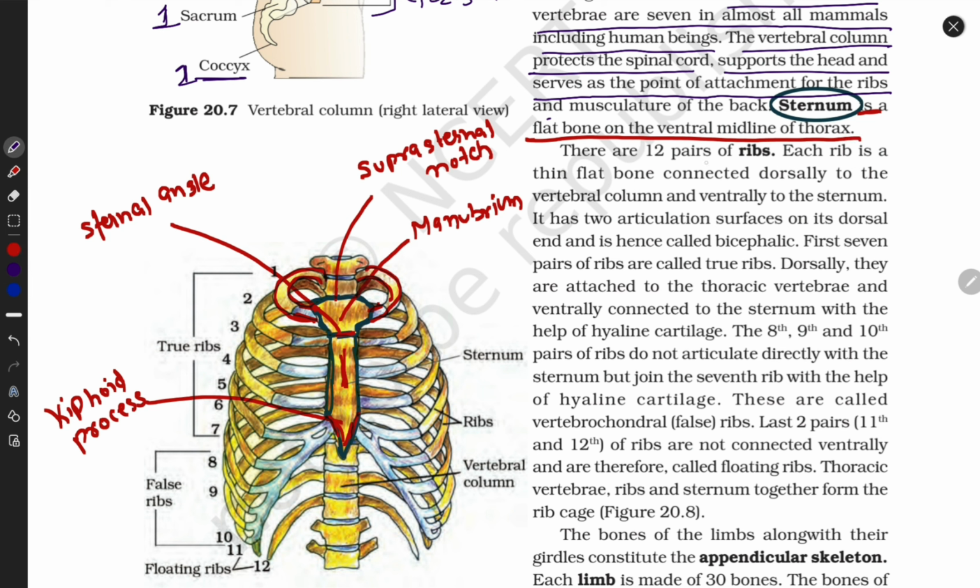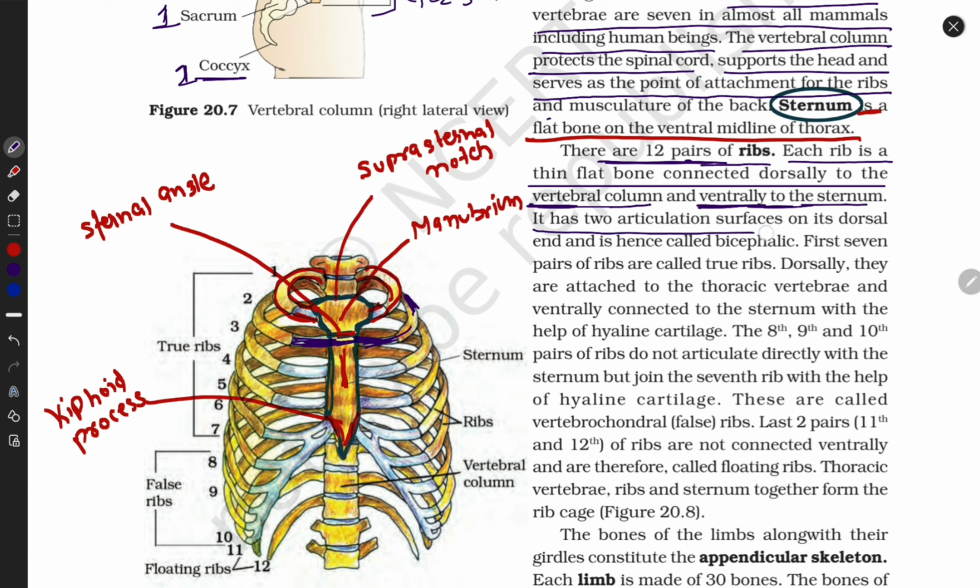Now let's start with ribs. Ribs are 12 pairs. Where are they located? In our thoracic cavity. Each rib is a thin flat bone connected dorsally. Their dorsal part, meaning the backbone part, is connected with the vertebral column, and the ventral part is connected with the sternum. Here, this is the ventral part. The front side is connected with the sternum and the back part with the vertebral column.